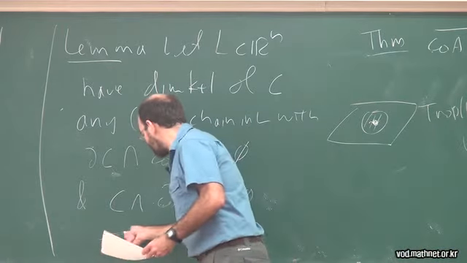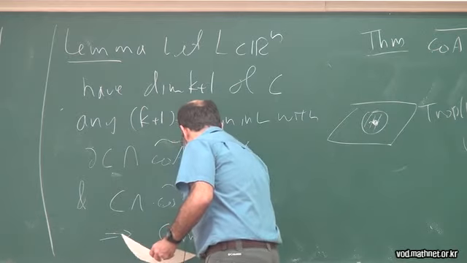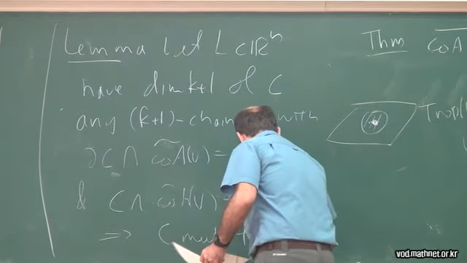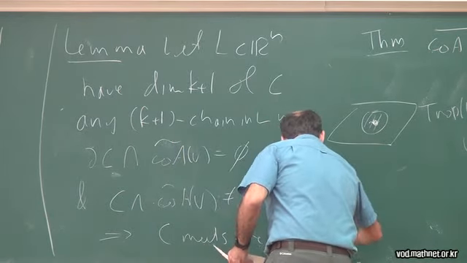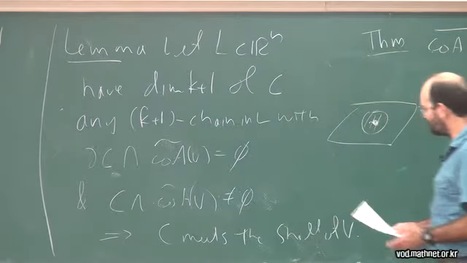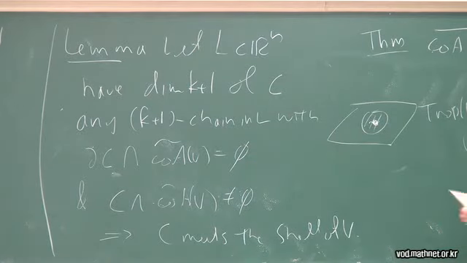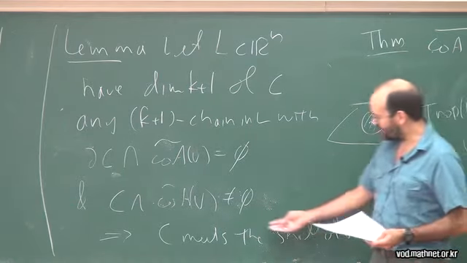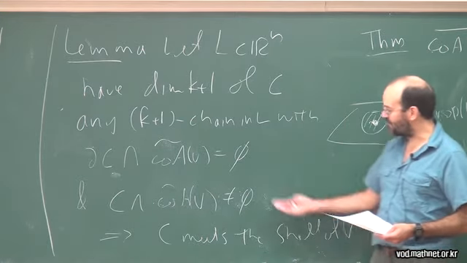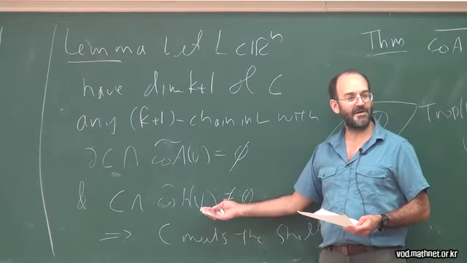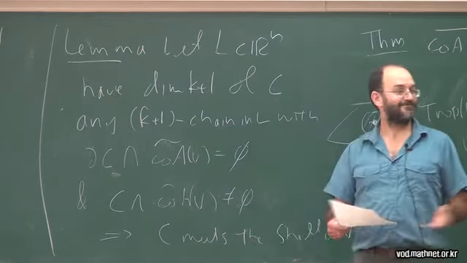This implies that C meets the shell of V. And since the shell of V is this union of linear spaces of the correct dimension, we can use the fact that their complement is k-convex to come up with a contradiction. So I'm not going to explain. C cannot be trivial in the complement of the shell, so it can't be trivial in the complement of the coamoeba, and then you get to write a paper, right?